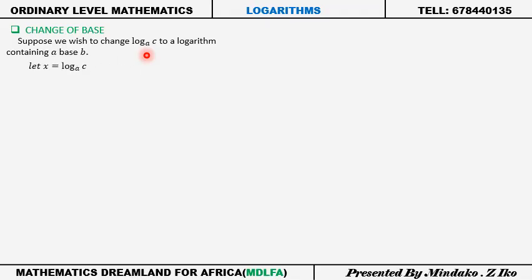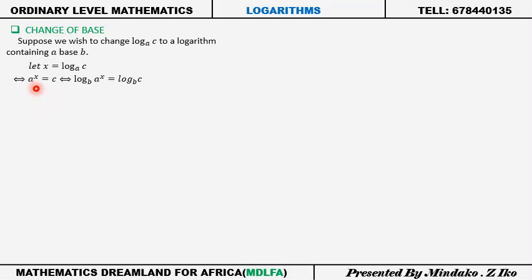Here we assign a variable, say x. We let x be equal to log of c to the base a. Since this is in logarithmic form, we can convert it back to the index form. So this is it in the index form.